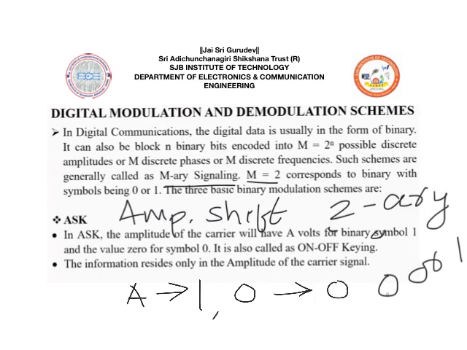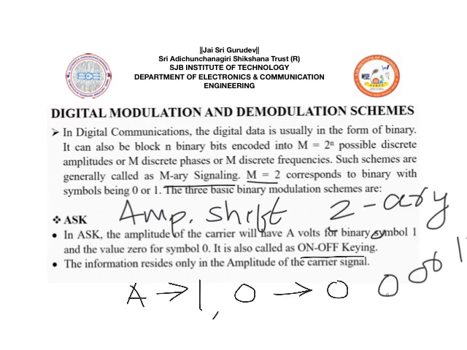Such a modulation scheme we call on-off keying. On value for A volts and binary symbol 1, off value for 0, symbol 0. It will flip between 1 and 0. What is actually flipping here? The amplitude of the carrier will be flipping between 1 and 0.